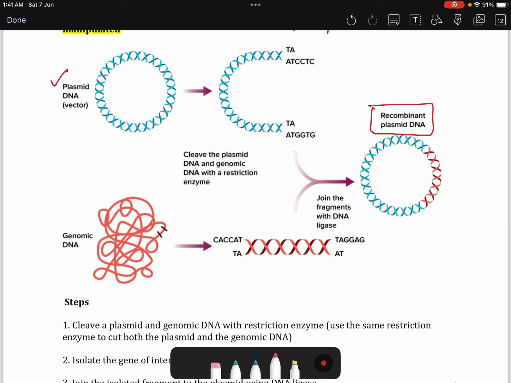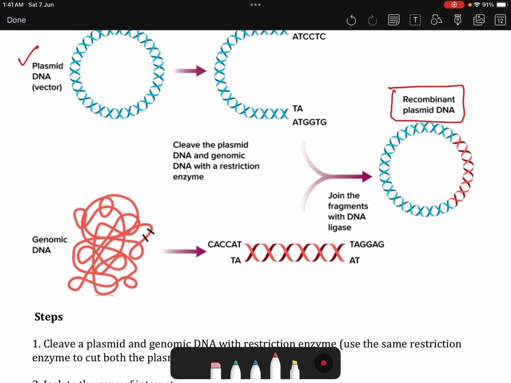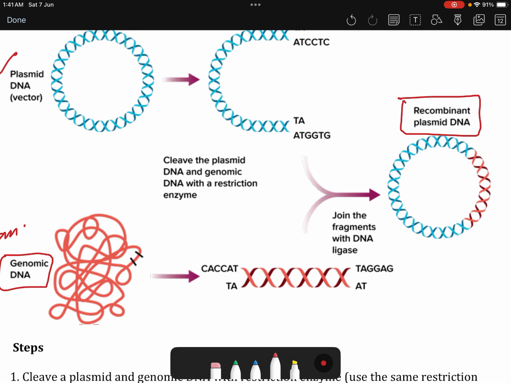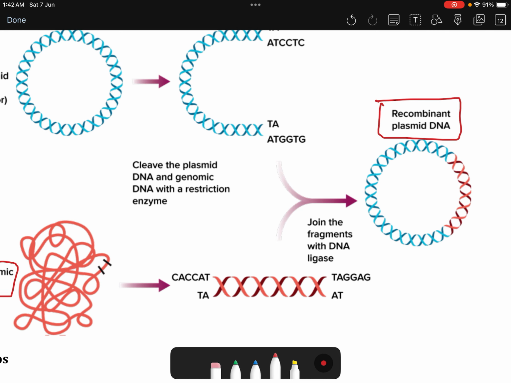Now, we have the plasmid, we isolate it, and we have the genomic DNA. You can take this from a human or from anyone else. Step number 1 is isolation. This isolation is already done. We isolated the DNA and the plasmid. Step number 2 is cleave. Cleave means the same as cut. So cut the plasmid and the DNA with the restriction enzyme. So this is step number 2.